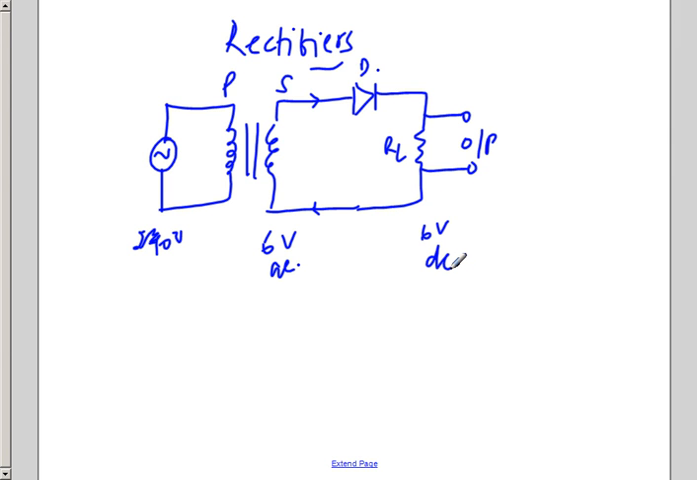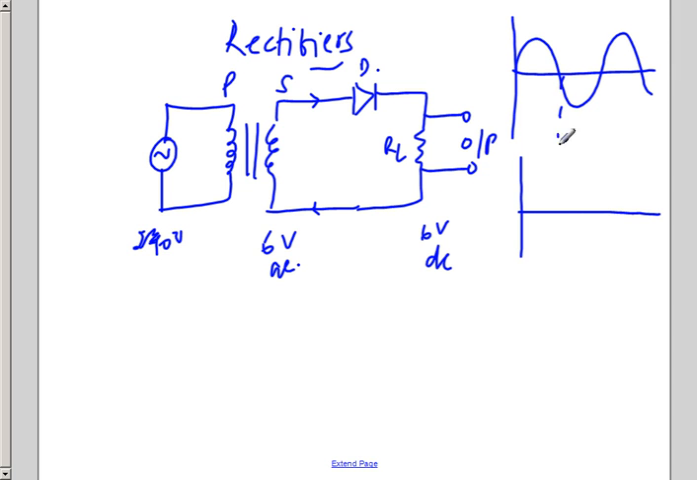If I see the input, this is what the AC is. In the case of this half wave rectifier, for the first positive half cycle there will be a current in the circuit. For the next negative half cycle there won't be any current in the circuit. Again for the next positive half cycle there will be current in the circuit. So this is called a half wave rectifier. How does it happen? Already we know the transformer, like 240 volts is converted to 6 volts, and the 6 volt current is flowing.